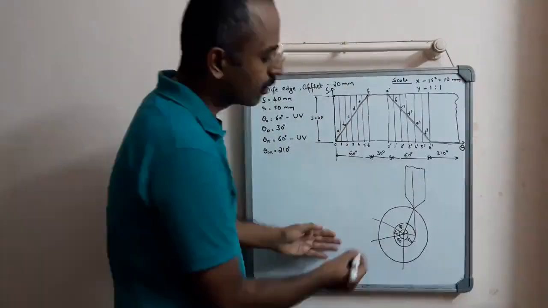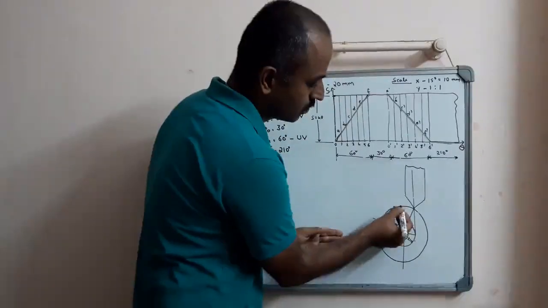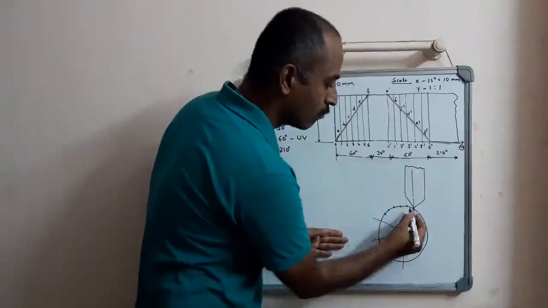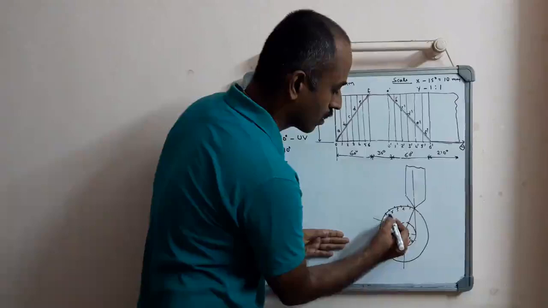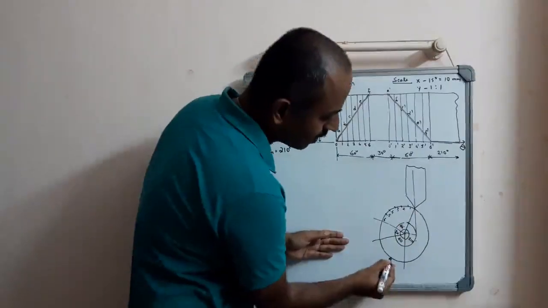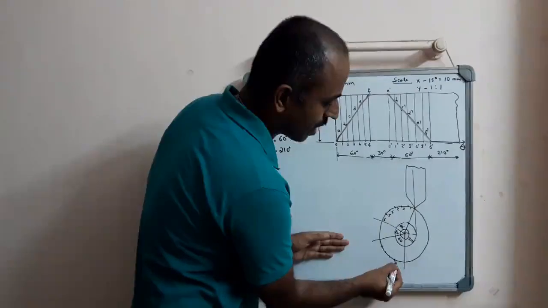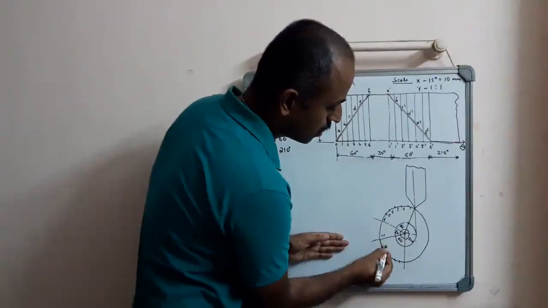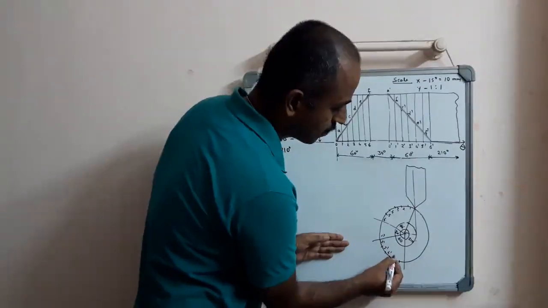Then divide the outstroke region into 6 equal parts, which are our points 1 to 6. Divide the return stroke region also into 6 equal parts, which are our 1 dash, 2 dash, 3 dash points.